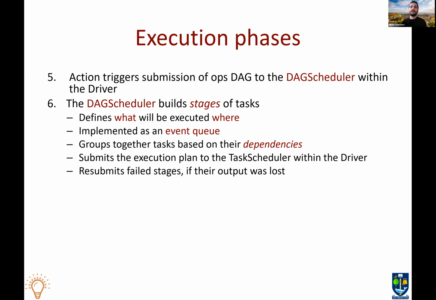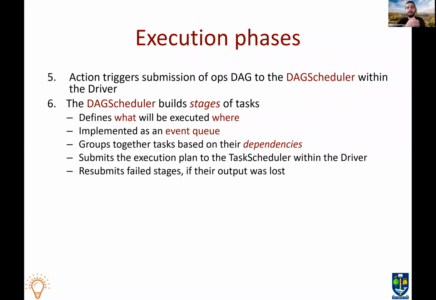So these stages, well, they define what will be executed where, and they are pretty much implemented as an event queue. Okay, so you take your DAG, you look at what can be pipelined, where you have pipeline breakers. If you remember this from last week, you group together tasks based on their dependencies and based on whether they can be pipelined or not. You partition them based on how the input RDD is partitioned, because if they can be pipelined, then that partitioning carries on.